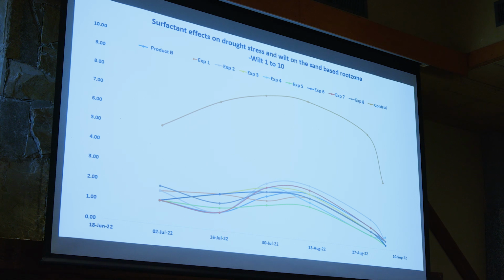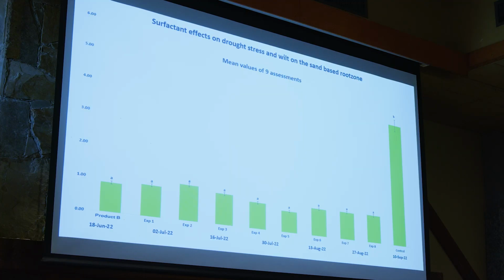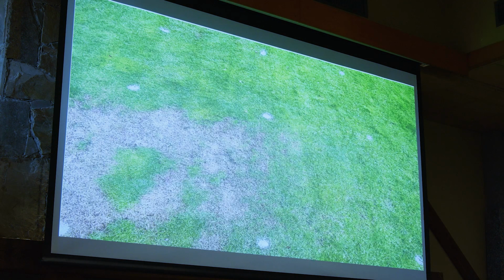We actually had wilt and drought stress, which we don't often get. You can see all the surfactants help there. Tell you what, I'm getting really good on timing here. How good is that? But yeah, drought stress. As you would expect, all the surfactants we used, this is just during the July period when we had a really good drought, all reduced drought stress compared to the control.